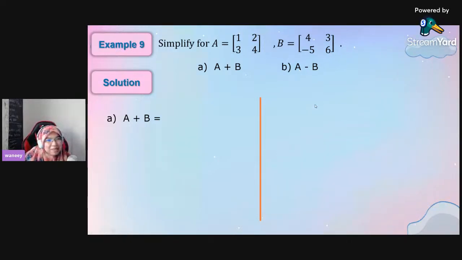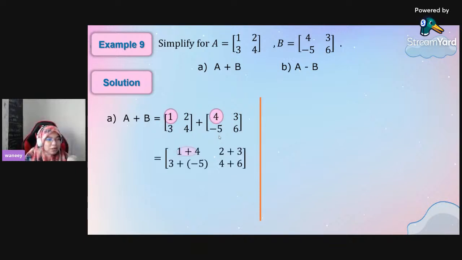Right, so now A plus B. So we're gonna write down A and then we're gonna add it with B. So A is 1, 2, 3, 4. B is 4, 3, negative 5, 6. So how do we add them? You basically need to add the same entries together. So kena entry yang sama baru boleh tambah. So 1 plus 4, and then 2 plus 3, and then 3 plus negative 5, and then 4 plus 6.